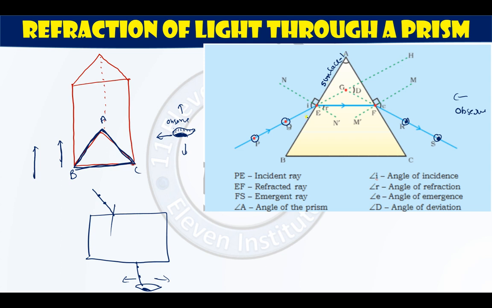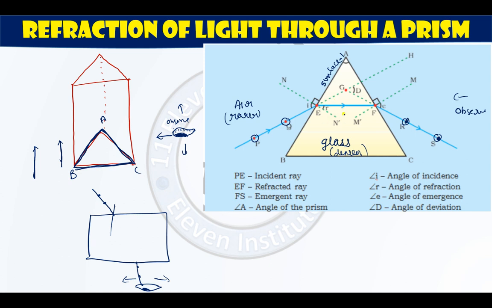So this is the surface. Inside this we are having glass, and outside here we are having air. So air is a rarer medium and glass is a denser medium. So when a ray of light travels from rarer medium to denser medium, it will bend towards the normal. It will bend towards the normal.